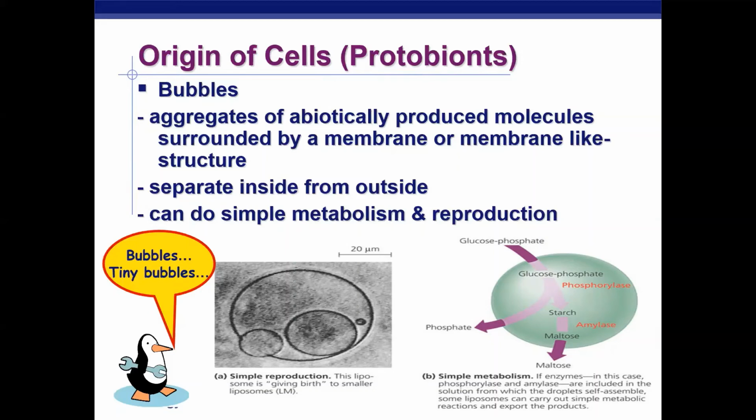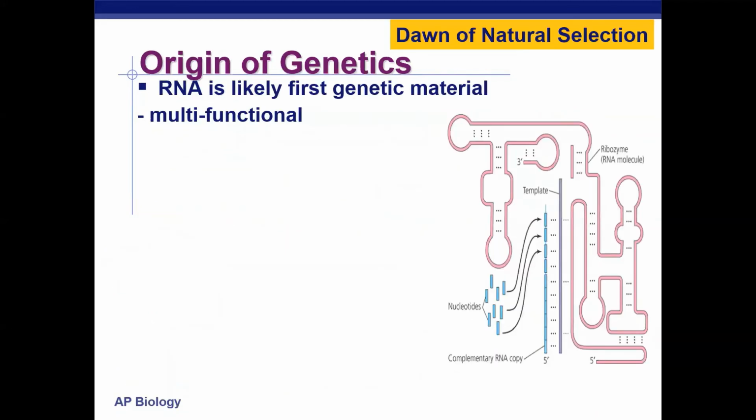Now, you would think, oh, how did DNA form? Actually, we don't think DNA was the first genetic material. We actually think RNA probably and most likely evolved first before DNA. And there's a couple of reasons why. First of all, RNA is a lot more multifunctional than DNA. RNA does a lot of things. And remember, there's a lot of different types of RNAs. We have tRNA, rRNA, mRNA.